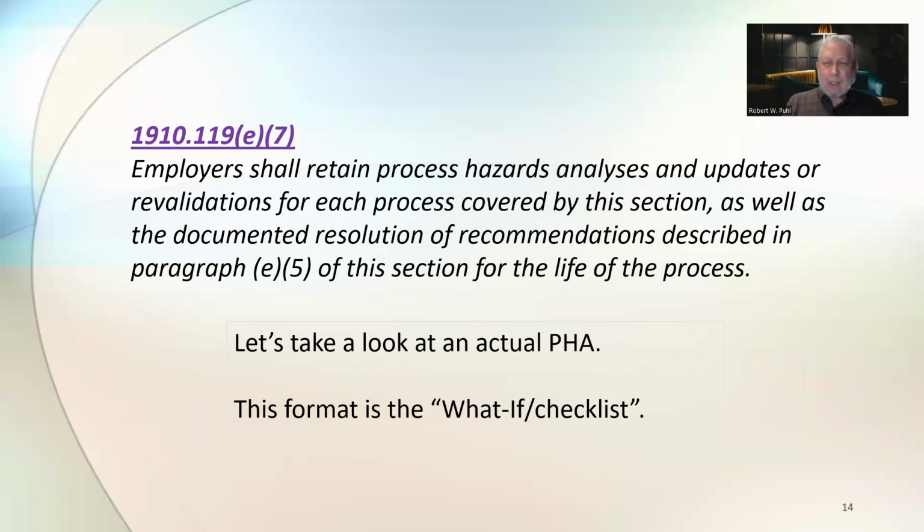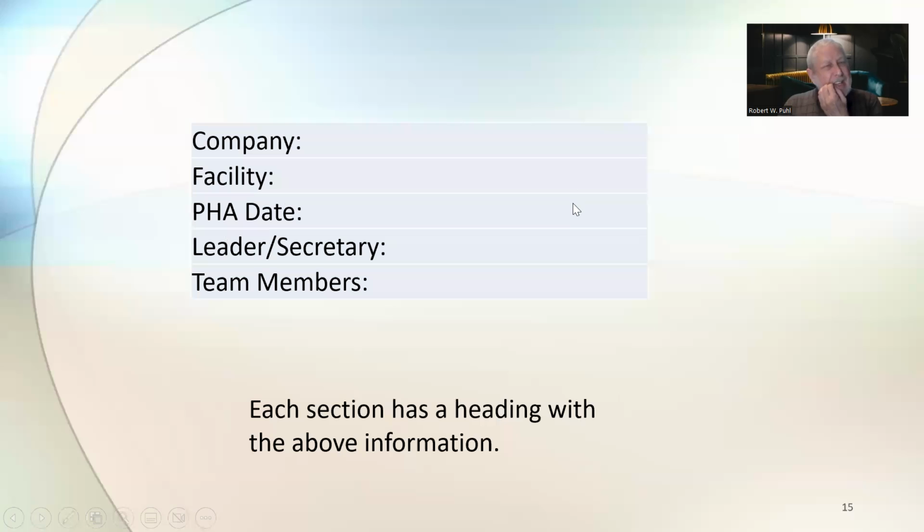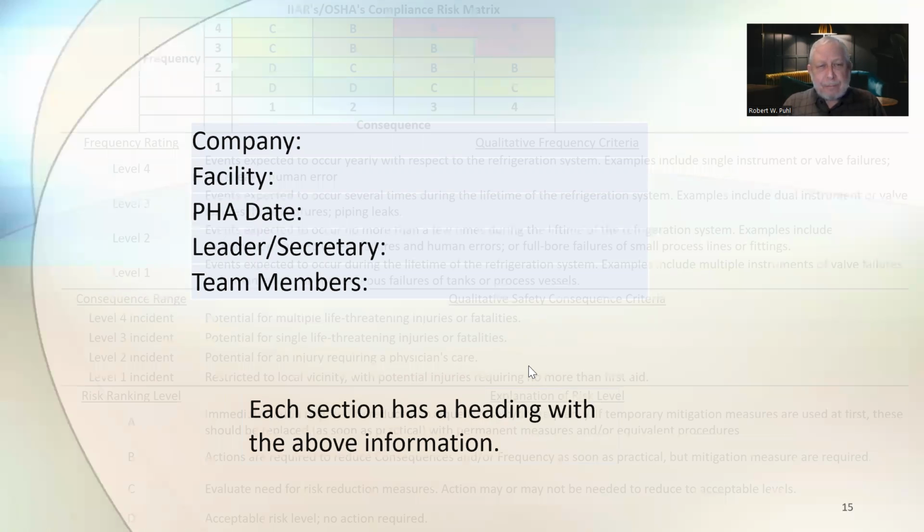So now we're going to take a look at an actual PHA. The format is a what-if checklist. It's very extensive, so we're not going to cover all of it. But each one of these sections had a heading, and this was kind of given to us by the consultant that we had when we started this thing, Craig Richter. The company, facility, the date, the leader, the secretary, and the team members should be on it, and every section has that in there.